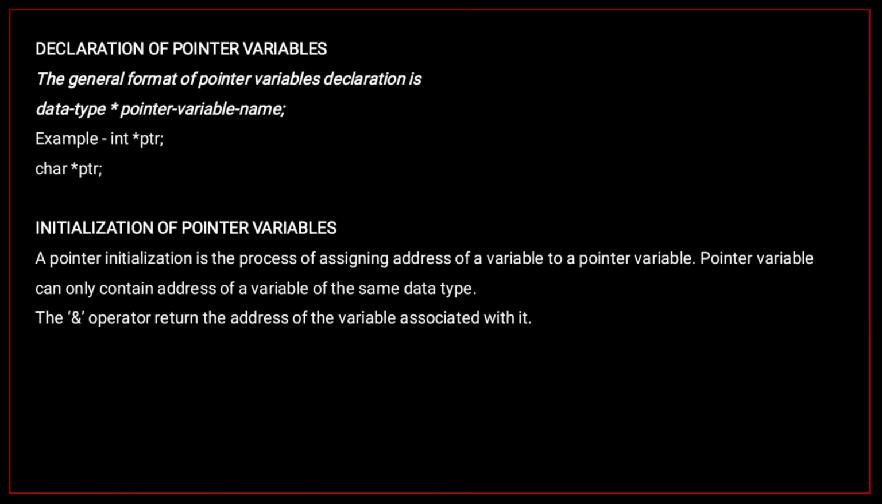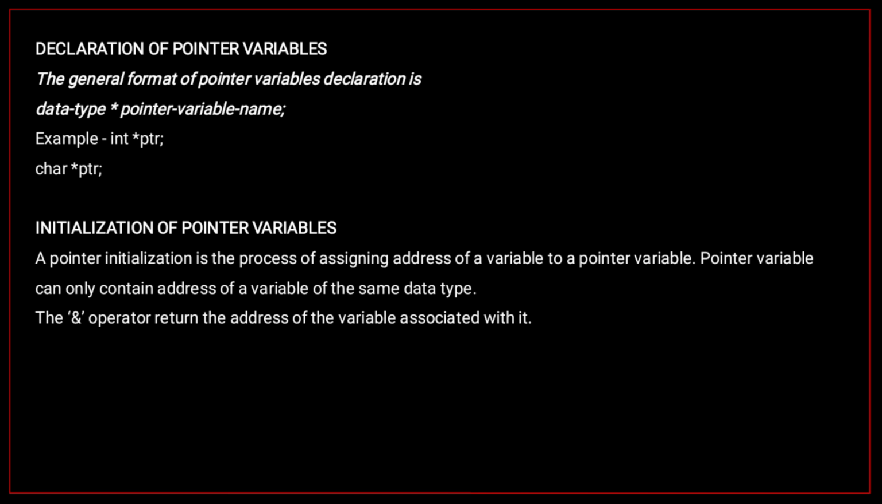Next, declaration of pointer variables. Declaration of pointer variable is similar to the declaration of normal variable except asterisk, जिसको हम बोलते हैं स्टार सिंबल, character before the pointer variable name. तो इसका एक जनरल फॉर्मेट दिया हुआ है. तो हम किस तरह से इसको डिक्लेयर करेंगे, data type star pointer variable name semicolon. तो this is the general format to declare pointer variable.